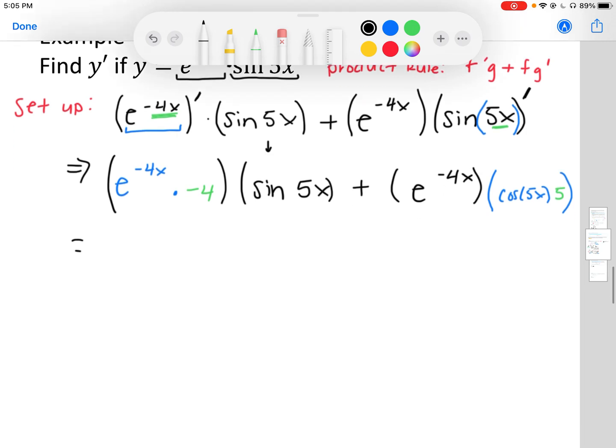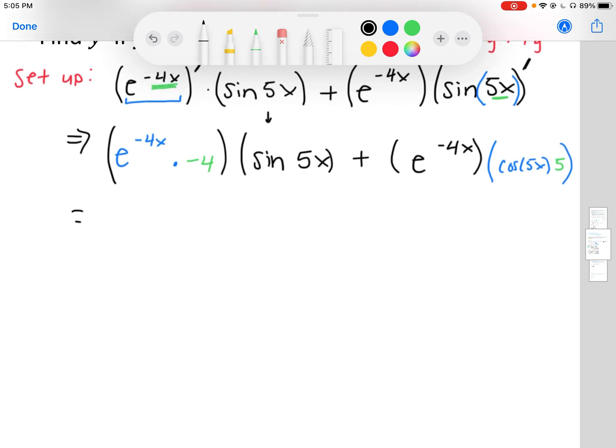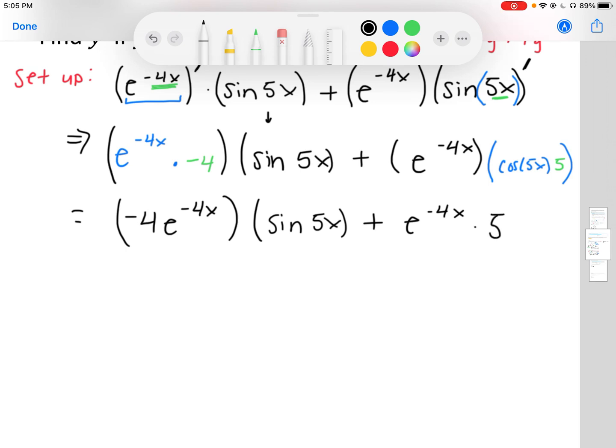Okay, let's clean this up. So we can bring the negative forward. So I have negative 4e raised to negative 4x power times sine of 5x plus e to negative 4x times 5 cosine of 5x.